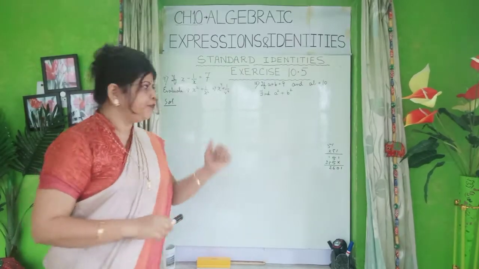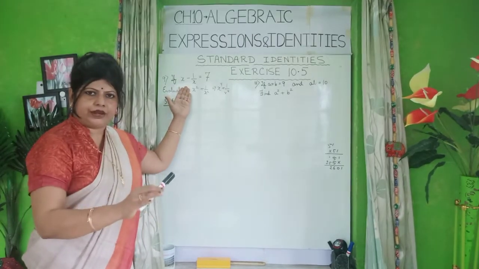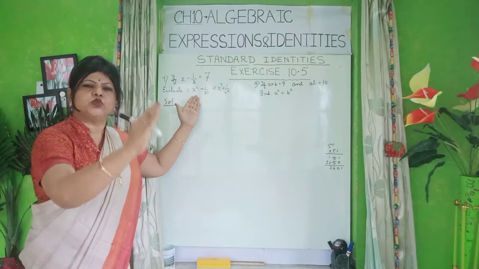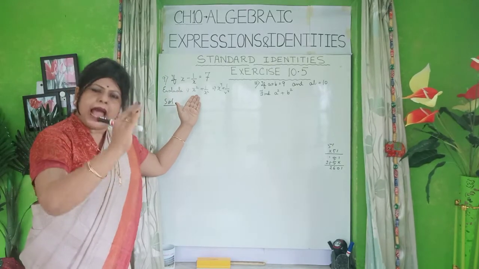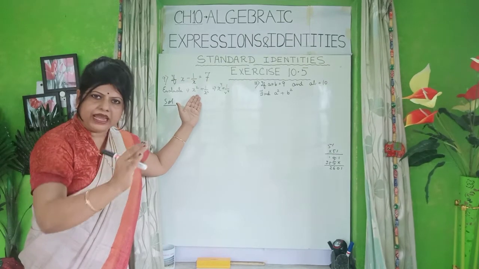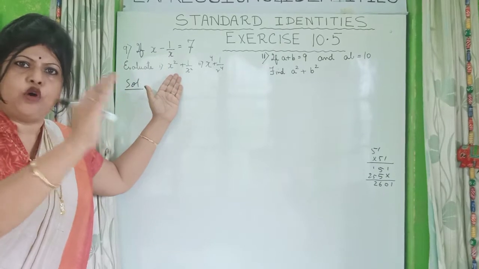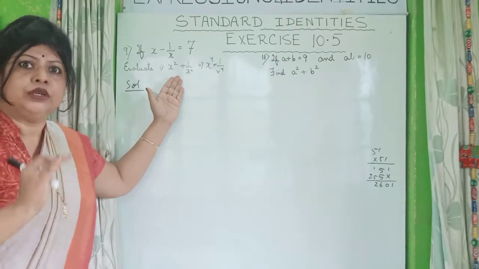What is the question? The question says, if x minus 1 by x is 7. So, x minus 1 by x is given and what you have to find? You have to find x square plus 1 by x square and you also have to find x to the power 4 plus 1 by x to the power 4.